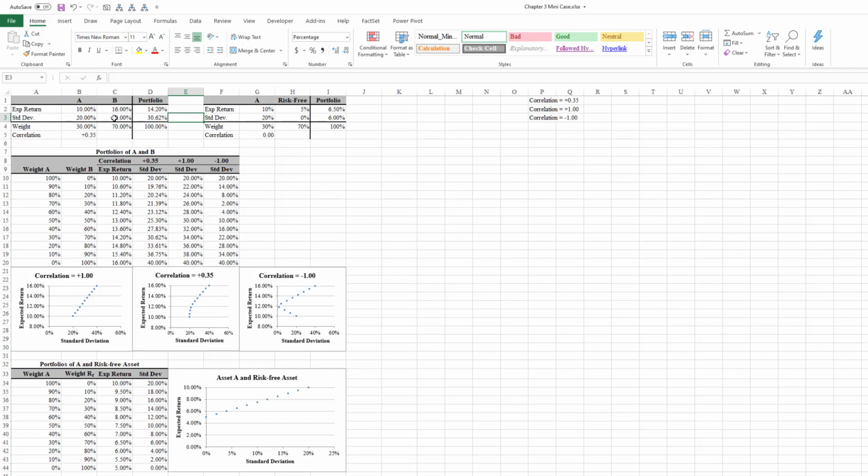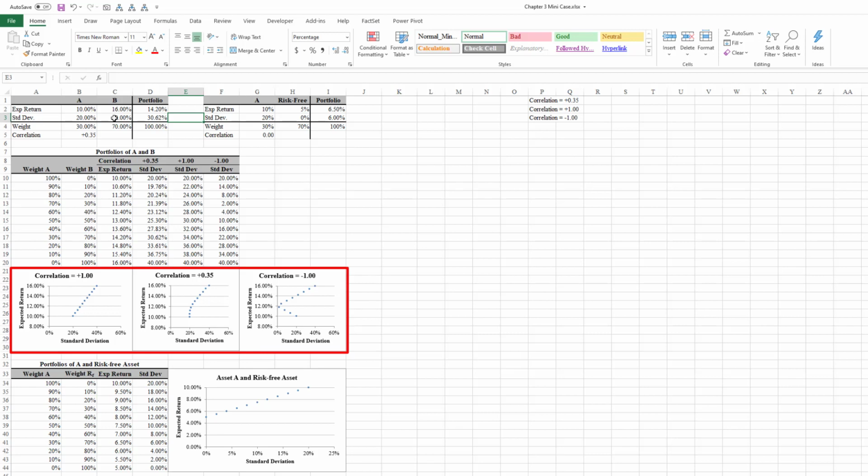So we start off with 100% in A and 0% in B, and then 90% in A, 10% in B, and so on. Remember that the weights have to add up to 100%. Then I've plotted these, and you can see the charts right below there.